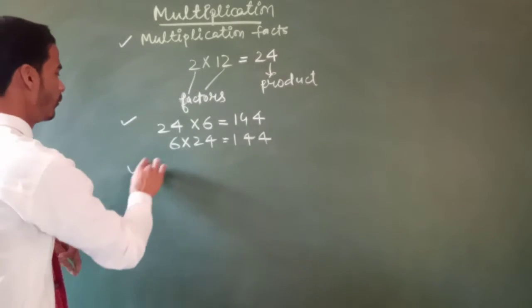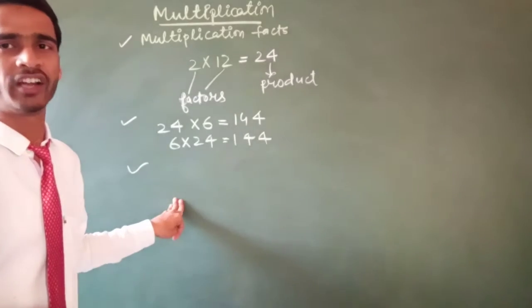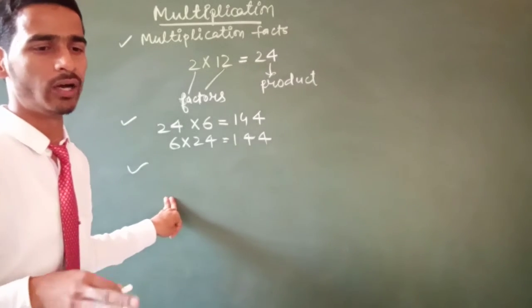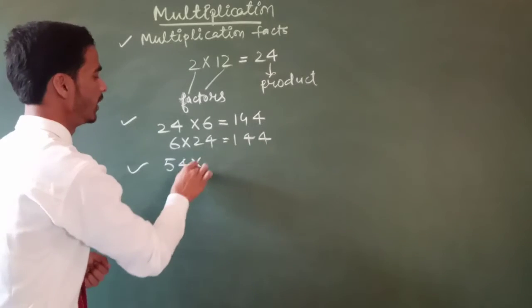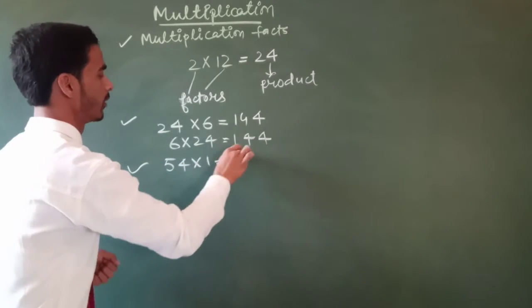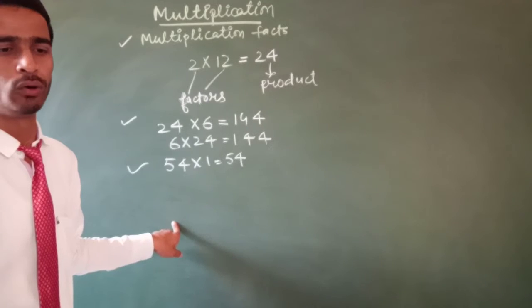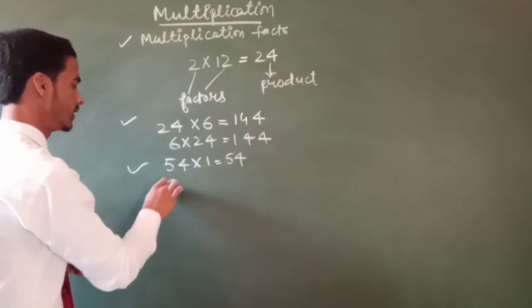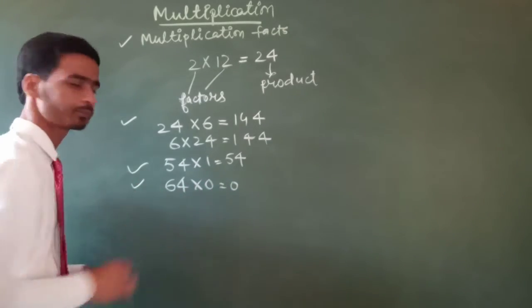And third, when a number is multiplied by 1, the product is the number itself. That means 54 multiplied by 1 is equal to 54. Next rule, when a number is multiplied by 0, the product is always 0. So 64 multiplied by 0 is equal to 0.